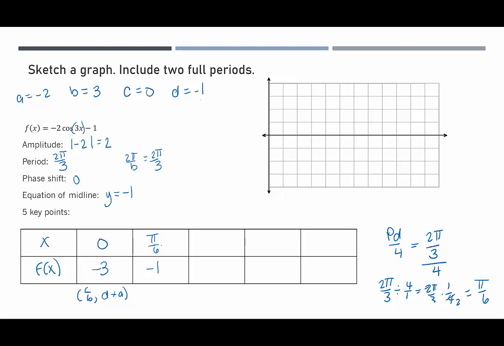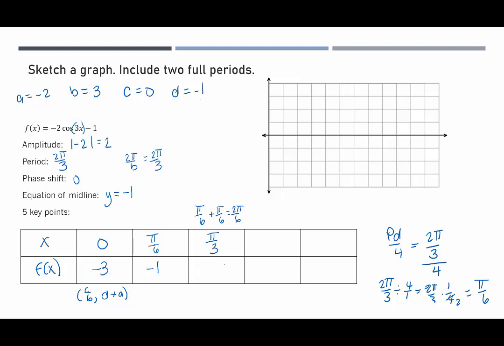Okay, so now what we're going to do is we're going to take pi over 6. We're going to add it to pi over 6 to figure out the next x coordinate. X is pi over 6 plus pi over 6. This is 2 pi over 6, which is the same as pi over 3. So here we have pi over 3. What's happening here? Well, we're going up 2 units again, right?